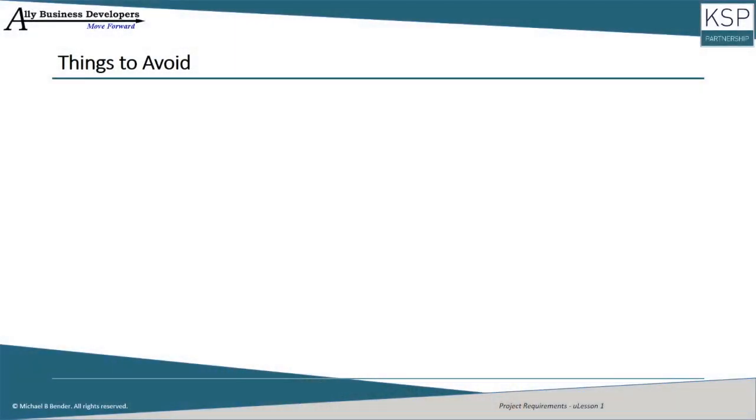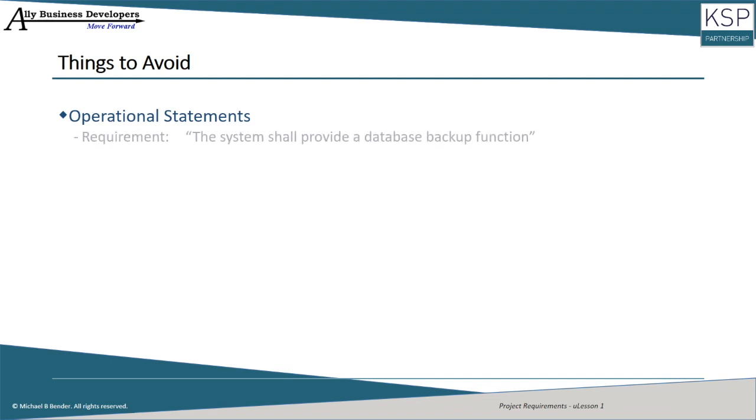Now, let's also take a look at a couple things to avoid when you're doing requirements. Here are some things to avoid while writing requirements. First, I see a lot of project managers including operational statements in their requirements. The first statement, the system shall provide a database backup function, is in fact a requirement. It describes a feature of the system, while the second statement, the database will be backed up nightly, is an operational statement. It describes how a user or operator will use the system.